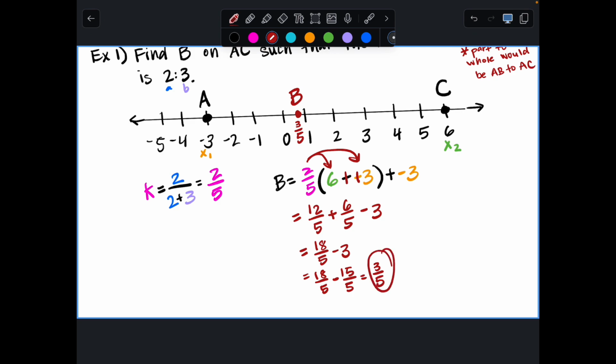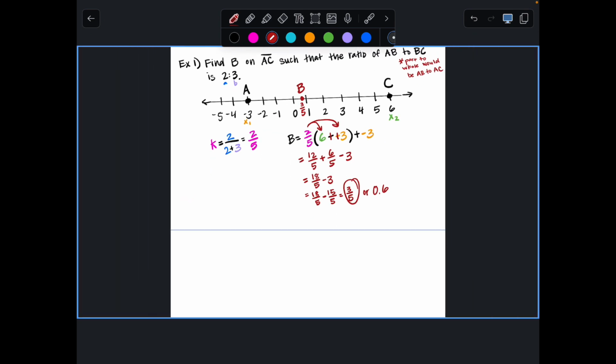You can also, if decimals help you place it better, just convert it to a decimal, which is 0.6. It's going to make it easier for me to grade if you do fractions on the practice, because that's how my answer key is written. Okay, one more example.